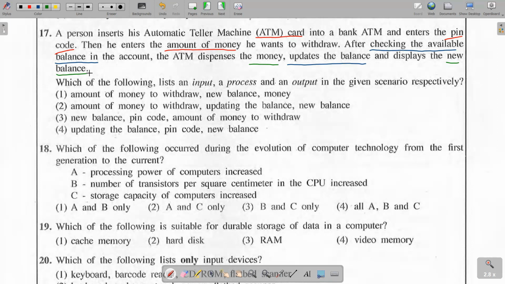So the answer is easy. The first one says amount of money to withdraw. It is an input. New balance, that is an output. They are asking the order input, process, and output. So new balance is not a process. So this is wrong. Amount of money to withdraw, updating the balance, new balance. Yes, amount of money to withdraw is an input. Updating the balance is a process. New balance is an output. Yes, the second one is the answer. The third one is wrong because new balance is an output. The fourth one is wrong, updating is a process, so it is wrong.